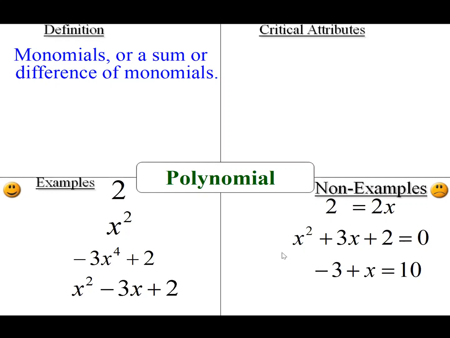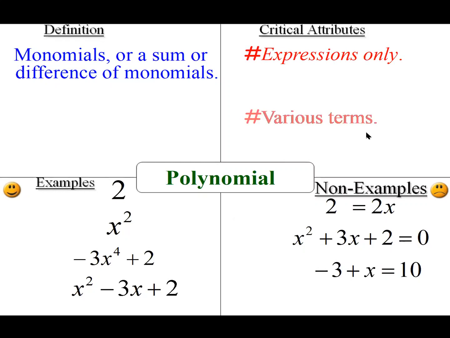Okay, let me repeat that a little bit differently. Look at all the polynomial examples. Look at the non-examples. They have equal signs. Yes, they are equations. So that means polynomials are what? If they're not equations, they are expressions only. Very good. Hashtag expressions only. And the other one, hashtag various terms. That's fine. I'm going to give you the hashtag since we already have this in our notes. I'm just revisiting.